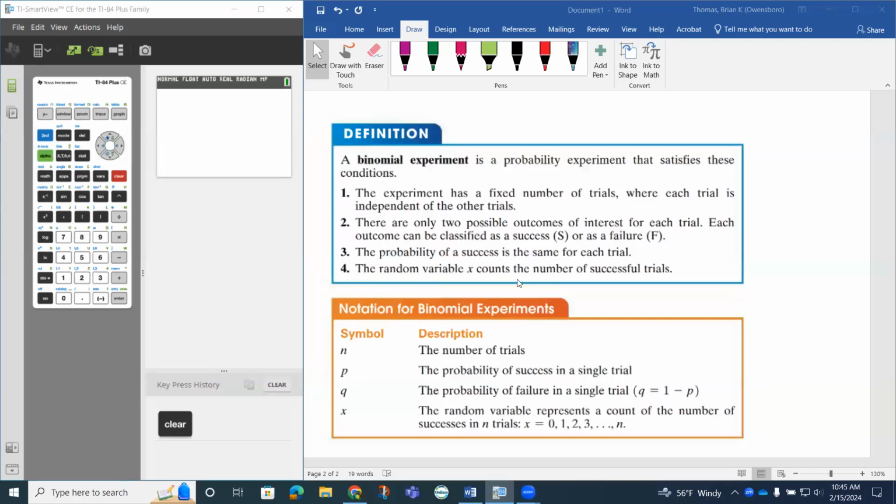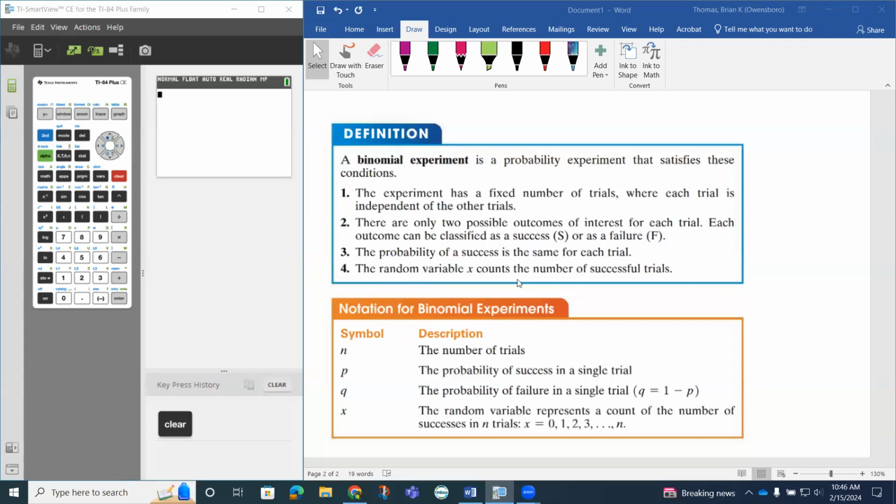So I want to look at another question from your homework from 4.2, binomial distribution. Again, by definition, a binomial experiment is a probability experiment that satisfies these conditions. Things we have to pay attention to in our problems: the experiment has a fixed number of trials, where each trial is independent of other trials. This independent part means that the probability is the same for each event.